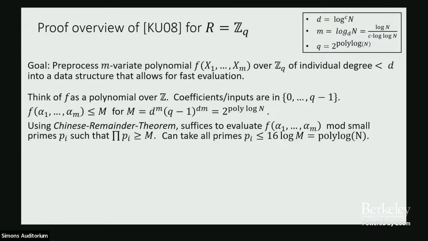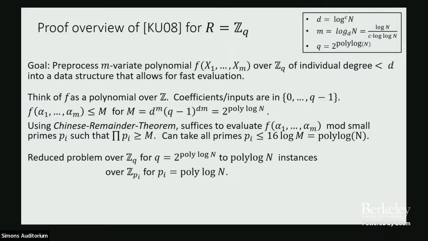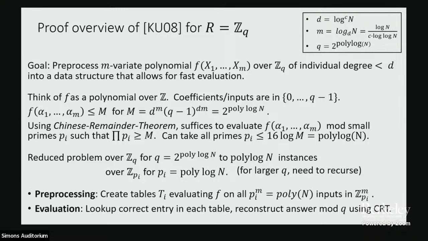Okay. So now we just need to evaluate this polynomial modulo each of the small primes. So we reduce the problem of evaluating the polynomial mod Q to evaluating a bunch of polynomials modulo much smaller primes. We reduce from Q, which is like the super polynomial, to the primes p_i, which is polylog. If this is too big, which actually for us it will be, you can recurse again to make the primes even smaller.